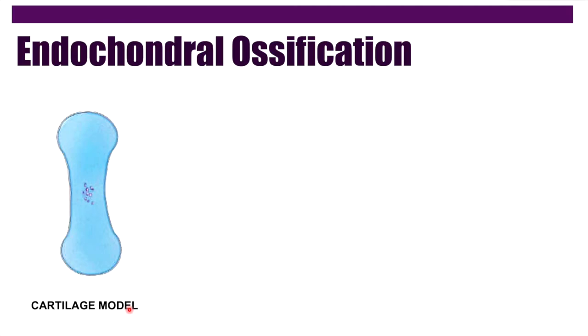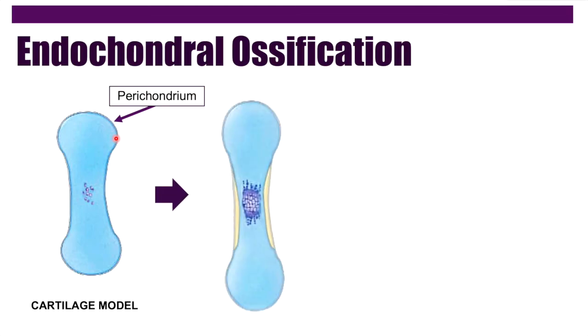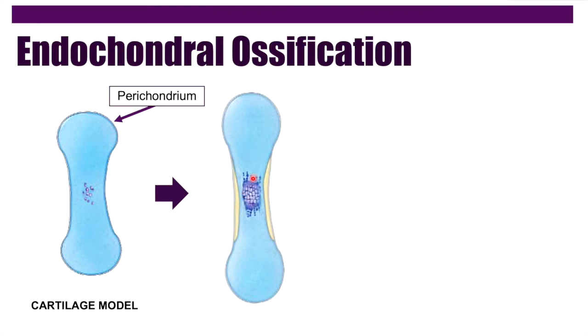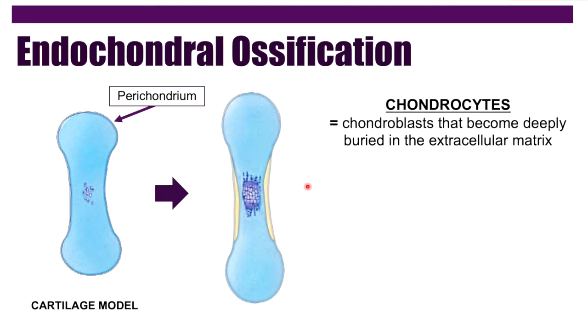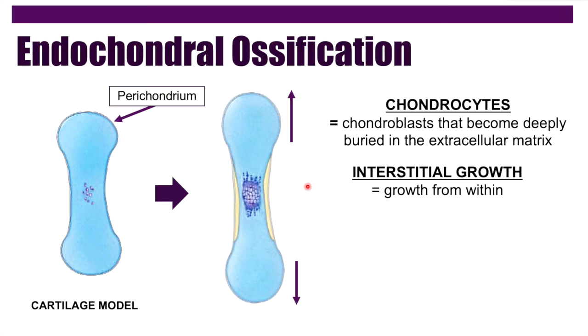The cartilage model will then be covered by this layer of connective tissues known as perichondrium. As the chondroblasts become deeply buried in the cartilage extracellular matrix, they are called chondrocytes. The cartilage model then grows in length by continual cell division of these chondrocytes accompanied by further secretion of extracellular matrix. This type of cartilaginous growth is called interstitial growth or growth from within.